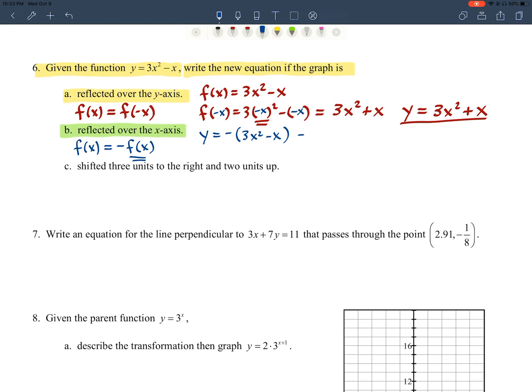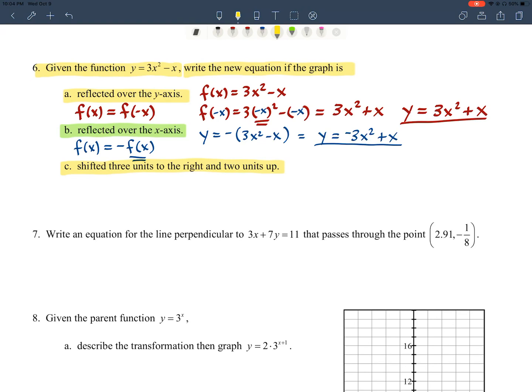And then when we simplify it there, we'll get y is equal to negative 3x squared plus x. And again, if you want to check it, go ahead and graph it on the calculator. Then we've got our last one here that says it's shifted 3 units to the right and 2 units up.